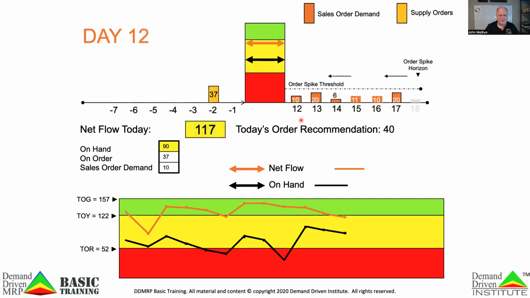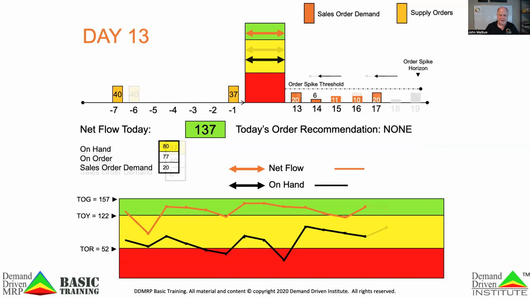Day 12, net flow has dropped into the yellow. As soon as the net flow drops into the yellow, what do we do? We place an order to get us up to the top of green. Day 13, we're back into the green with our net flow, so we don't place any orders. And our on hand is at 80, still in good shape. We have a higher than we've had in the recent past, an order of 20 due to ship today, but we also have an order of 37 that is coming in today.